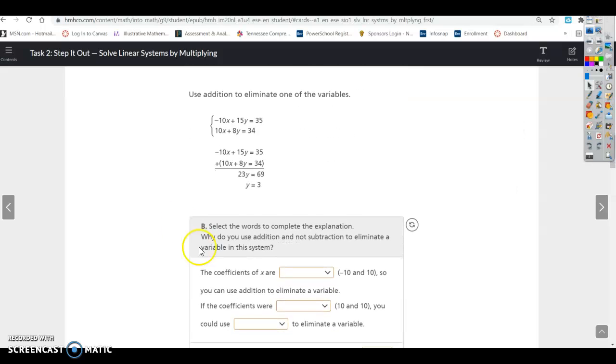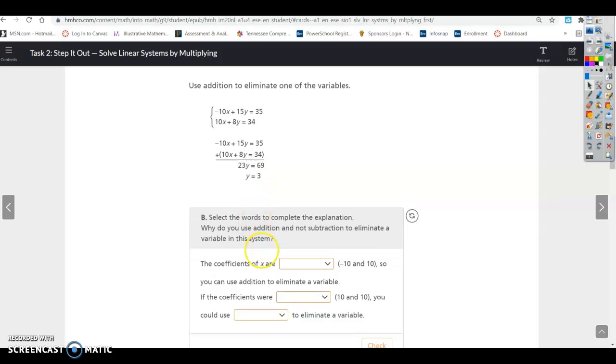All right, so it says use addition to eliminate one of the variables. So this is the same equation as above after they multiplied to get the same x term, or the same constants for x. So when you add these together, these eliminate, and then 15 plus 8 gives you 23y, and then 35 plus 34 gives you 69. Divide both sides by 23, and y equals 3.